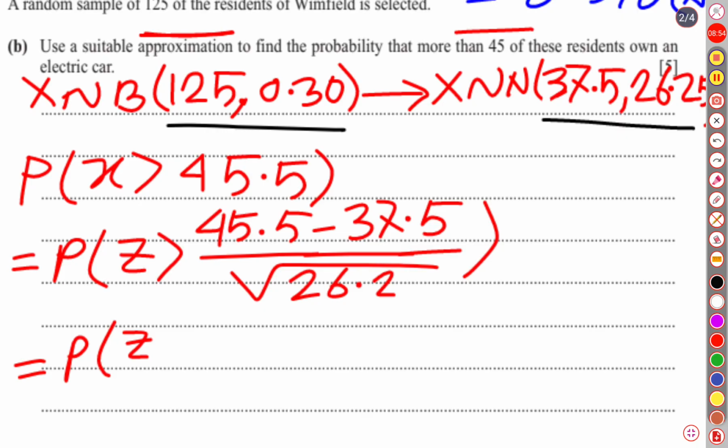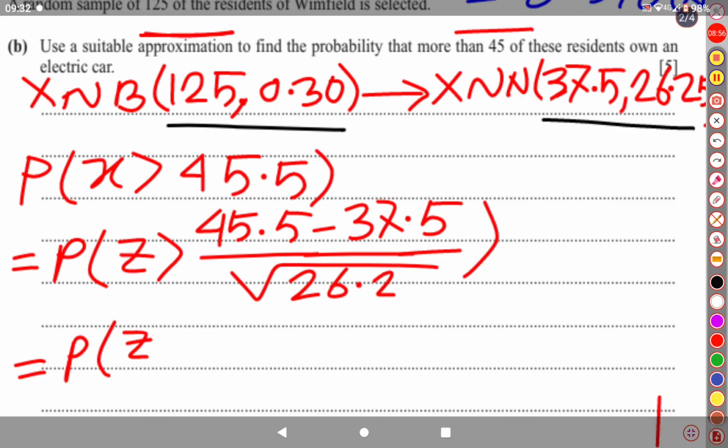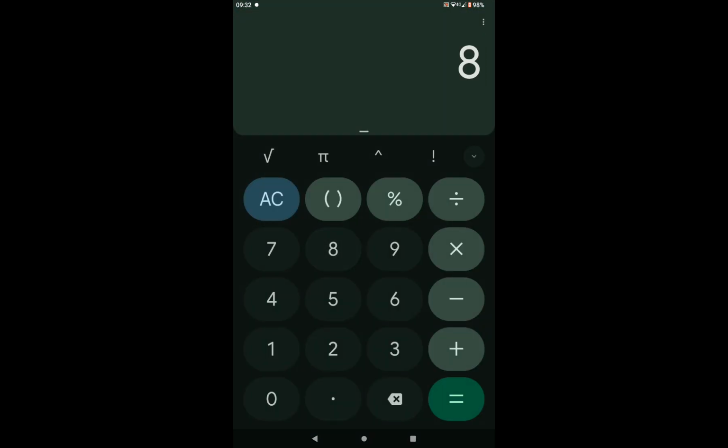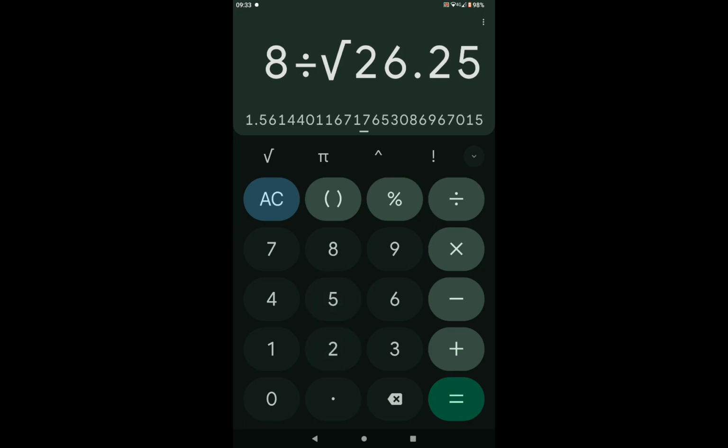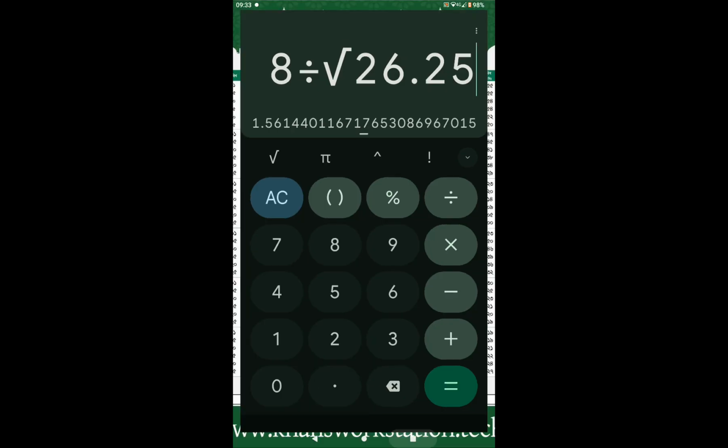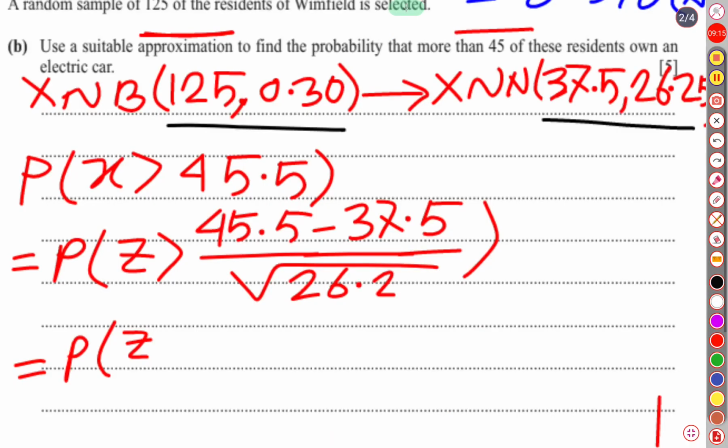Let us use our calculator. 8 over square root of... so let us write z is greater than 1.561. After that we will draw the normal distribution graph.